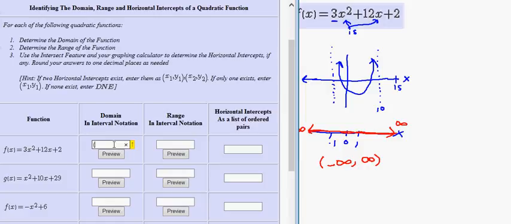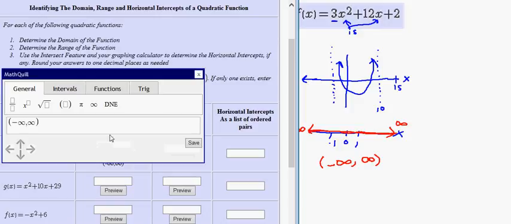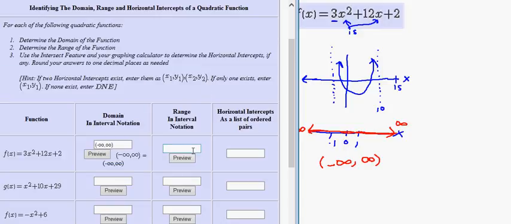Left parenthesis, negative infinity. You can get an infinity by typing two lowercase o's, no spaces, and then comma, positive infinity. And just to show you, when you hit preview, it converts it into that notation. The other way you could have done it was to use this MathQuill feature if your teacher has that on, and it has the symbol infinity there, and that would work just as well.